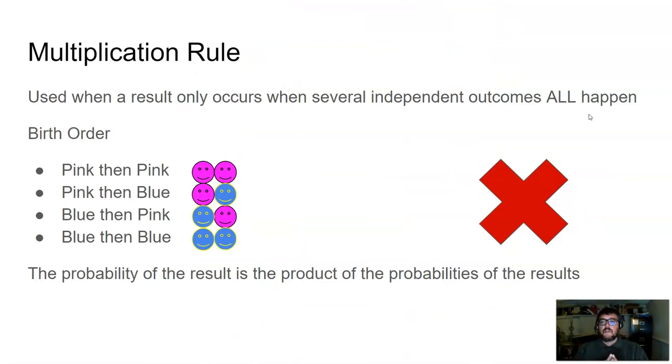So that first situation, where order matters, is where the multiplication rule applies. In this case, pink then pink, or pink then blue, or blue then pink, or blue then blue. Each of those is separate. And if we consider each of those to be an independent outcome, that is, what color your first smiley face is has no influence on what your second smiley face color is, then we can multiply the probability of having a pink smiley face times the probability of having a pink smiley face, and that gives us the probability of having 2 pink smiley faces, and so on. So we multiply the probabilities of successive results together to get our final probability.